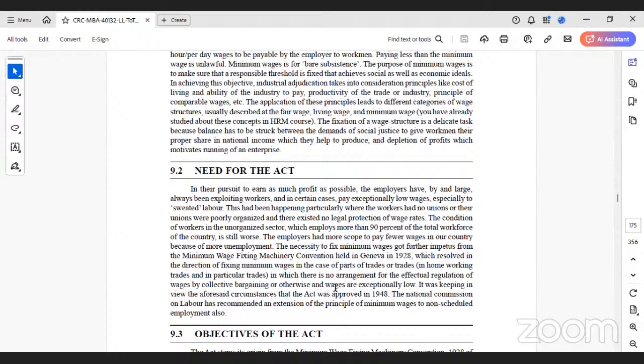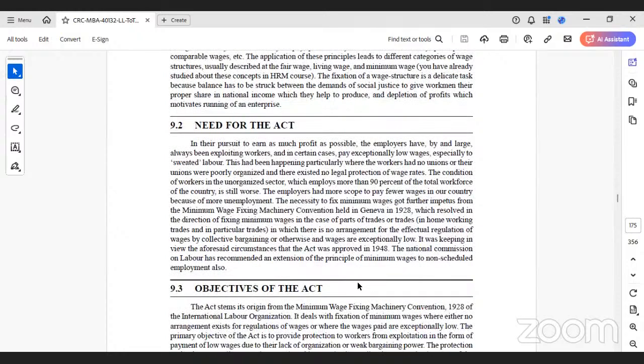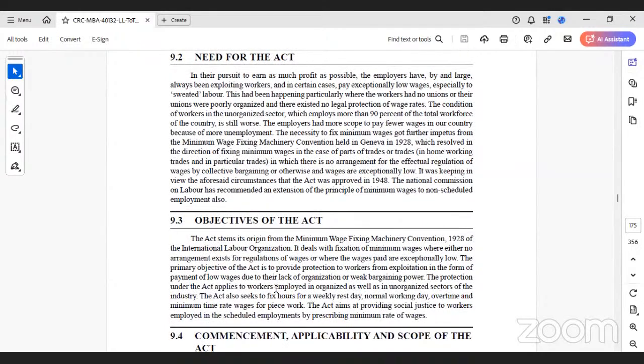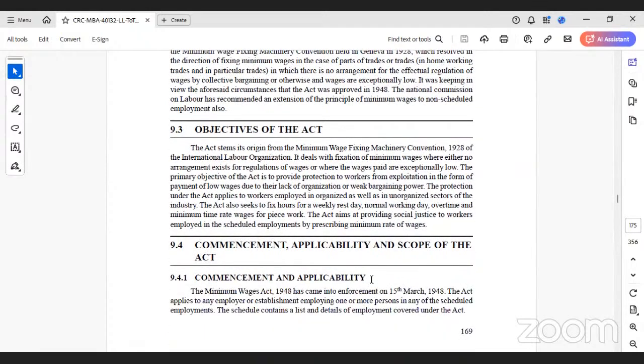Now, the need for the act: definitely the workmen, illiterate, with weak bargaining power, tend to accept anything which is offered to them. So to protect their interests, the act has come to protect the interest of such workers. Now, the object is to fix up the minimum wage fixing machinery. And the act also aims to provide social justice to the workmen employed in the scheduled employments by prescribing the minimum rate of wages.